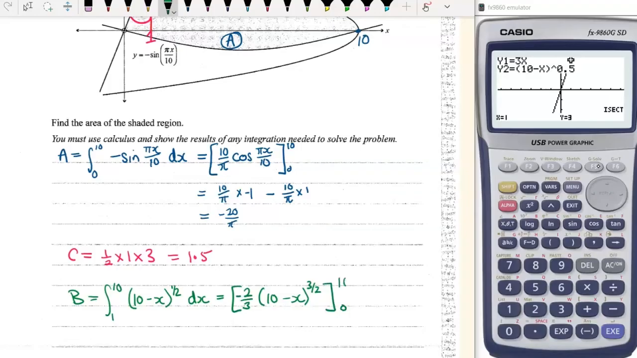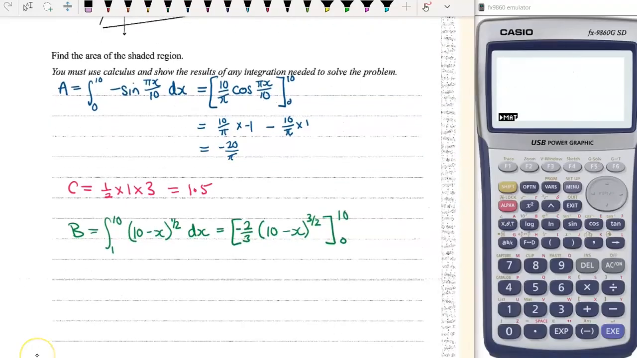We're going between 0 and 10. Right, sorry, it's not 0, it's 1 and 10 that we're going between. If we were to pop 10 into here, then that's going to be a 0. So we've got a 0 for the first term. If we put the 1 in, this becomes a 9. So 9 to the power of 3 over 2, and then times it by -2 over 3. We're going to be taking away -18. So our answer here is 18.